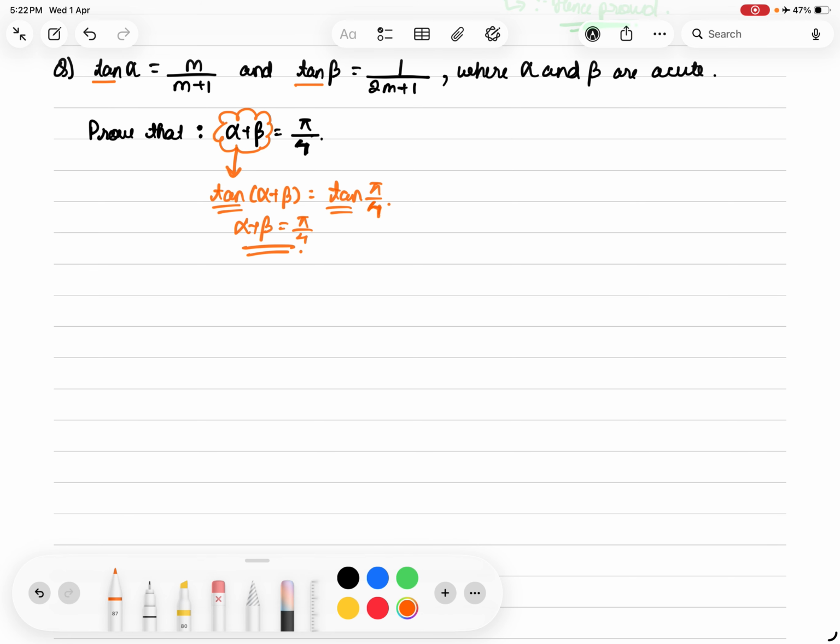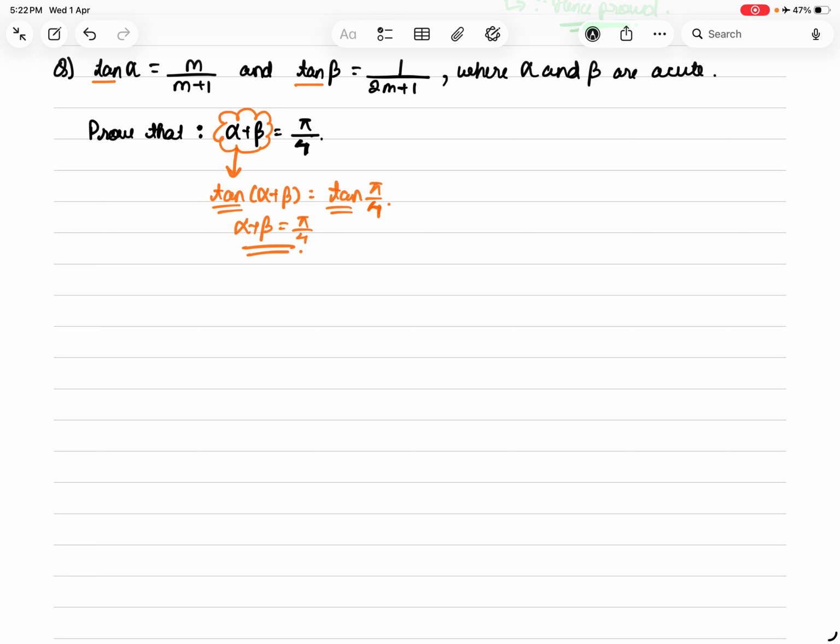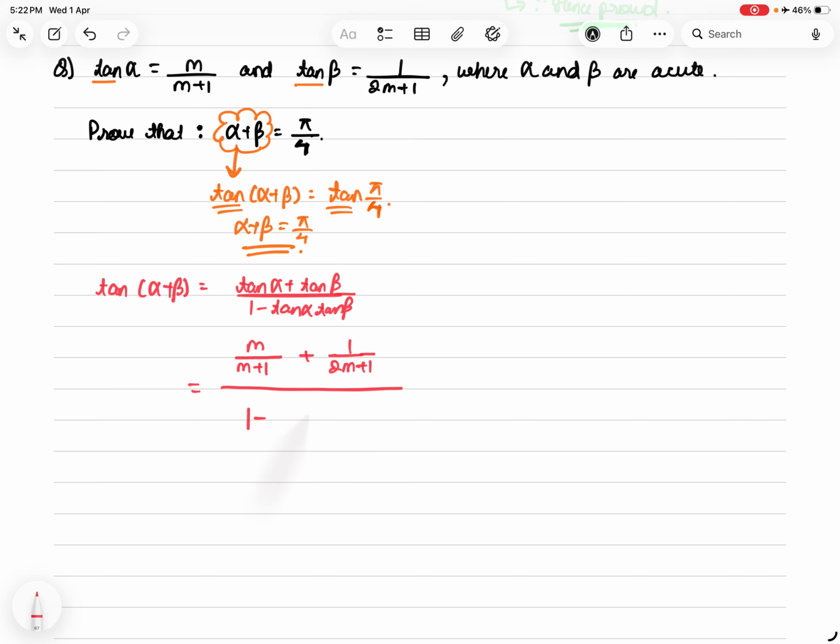Let's pick a different ink and we're ready to go. First of all, let's write tan of alpha plus beta. Tan of alpha plus beta is tan alpha plus tan beta by 1 minus tan alpha tan beta. If we break it up, substituting from what's given in the question, we get m by m plus 1 plus 1 by 2m plus 1, all divided by 1 minus m by m plus 1 into 1 by 2m plus 1.